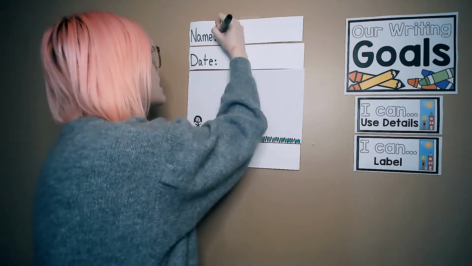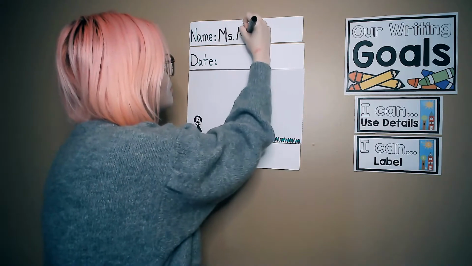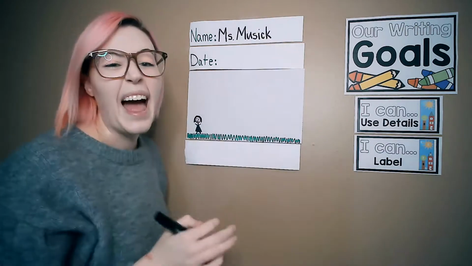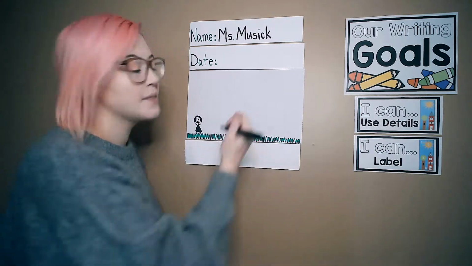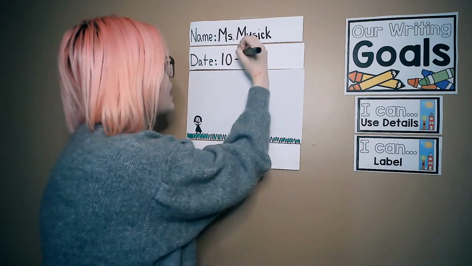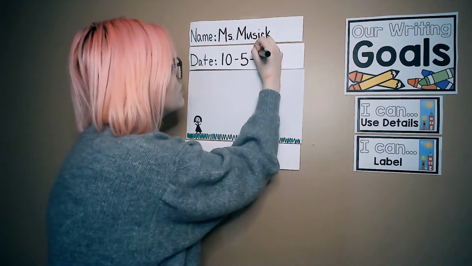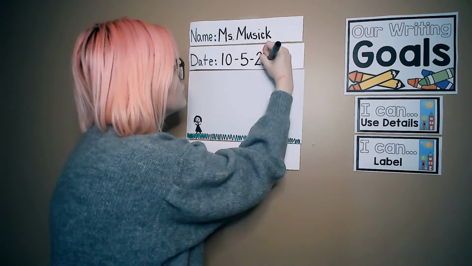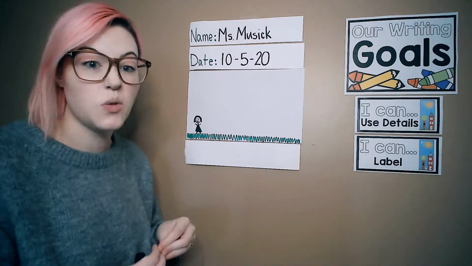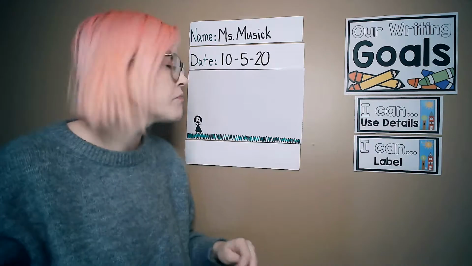So I need to write my name at the top of my paper. Miss Music. And then I need to write the date. Today's date is 10-5-20. So that's the date. Okay, so now I can get to work to make sure I have details and labels in my story.